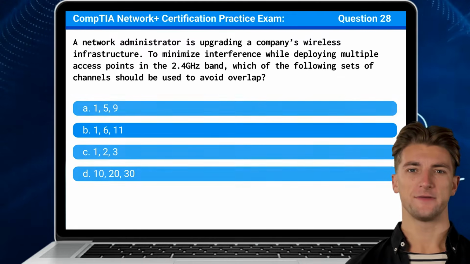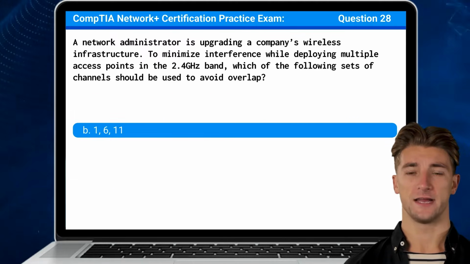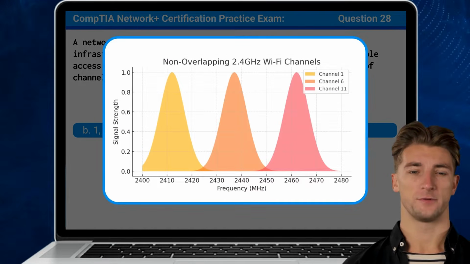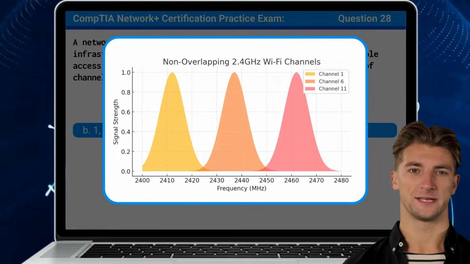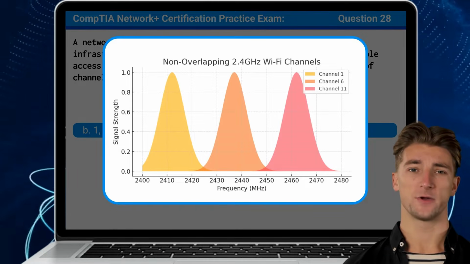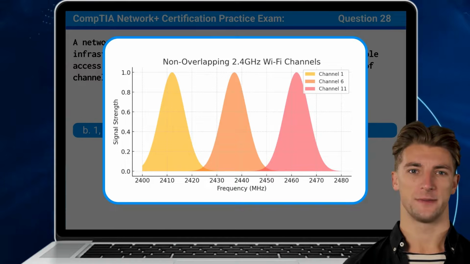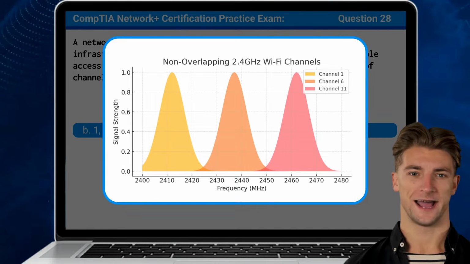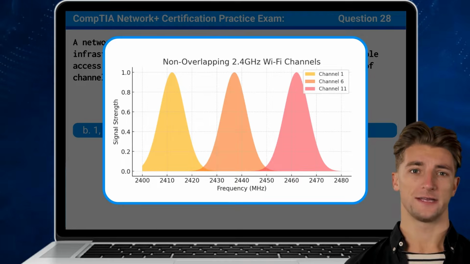The answer is B. 1, 6, and 11. In the 2.4 GHz wireless spectrum, channels overlap due to their frequency width, which can cause interference between nearby access points. The only three non-overlapping channels in the standard 20 MHz channel width are 1, 6, and 11. Using these non-overlapping channels ensures that adjacent access points do not interfere with each other, leading to a more stable and efficient wireless network.